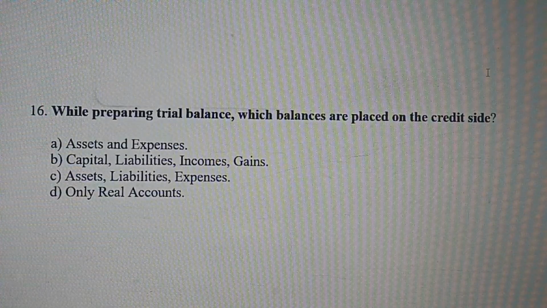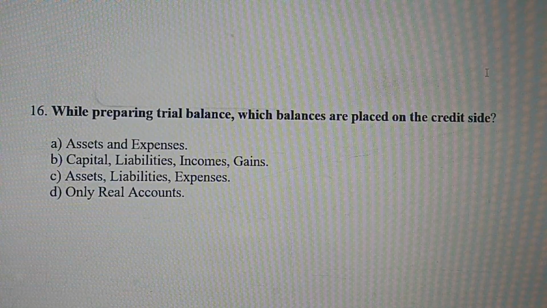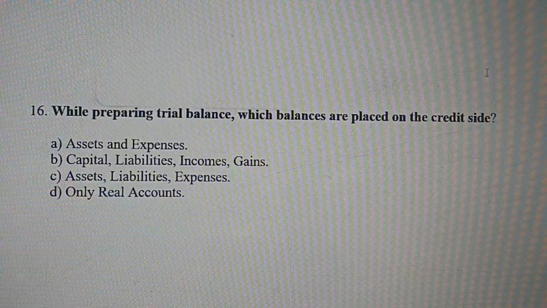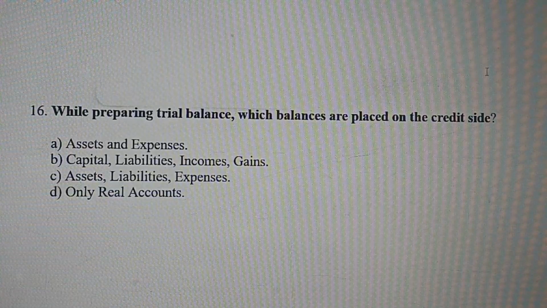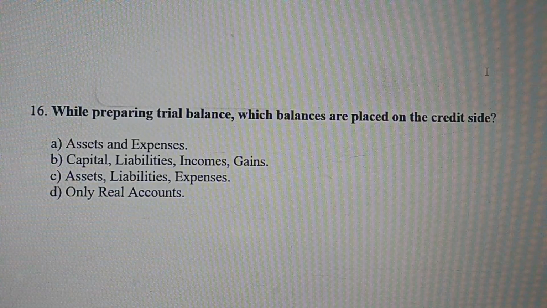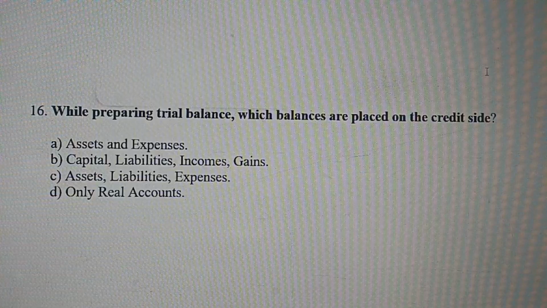Next question. While preparing trial balance, which balances are placed on the credit side? Assets and expenses, capital liabilities, income gains, assets, liabilities, expenses, only real accounts.